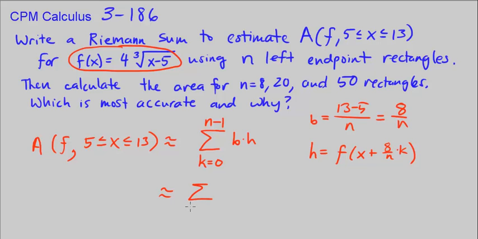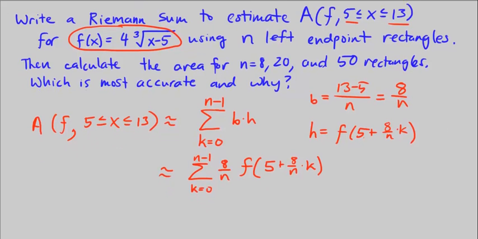So the area is approximately the sum from k equals 0 to n minus 1. The base again is 8 over n. And the height is going to be our function of x. Where are we starting? We're starting at 5, so let me change this x here. We want to start at 5 and go all the way to 13. So we're going to start at 5 and each time add 8 over n times k.